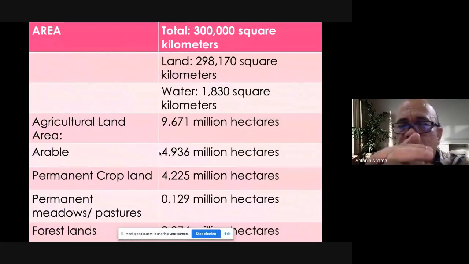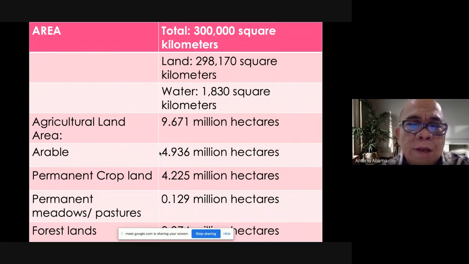Now, the Philippines, as I mentioned a while ago, is actually composed of 300,000 square kilometers, or in hectares, 30 million hectares. Now, that is the total land area. But when it comes to allocation, there is a distribution to that. You have agricultural land area. Agricultural land area is only 9 million because most of the 30 million hectares are actually forest and non-arable areas, okay? Protected forest and also mountainous areas, which are not suited for planting any crops or domestication of any livestock.